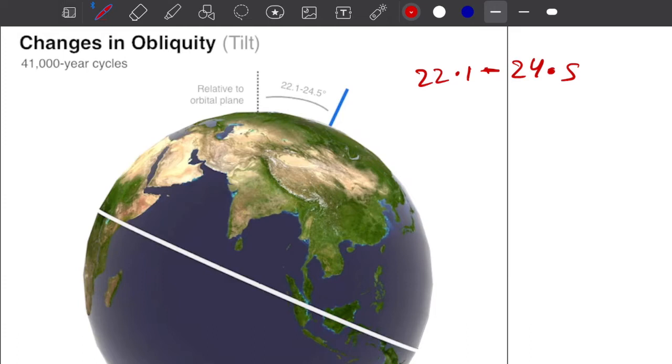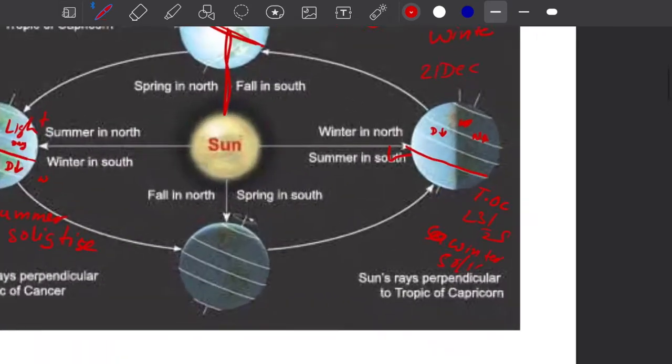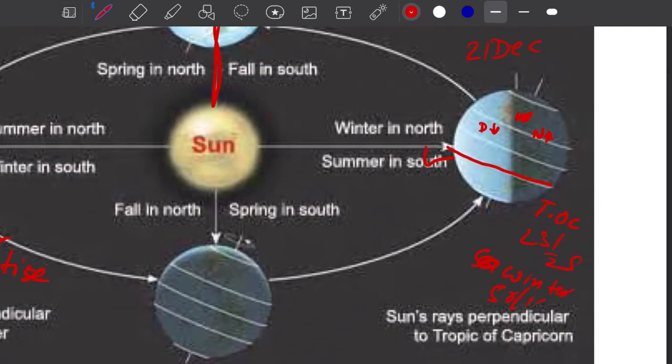Okay. In December, the axis is tilted away from the sun. Okay, the axis is tilted away from the sun. That's why in the northern hemisphere we have winters, because it receives less energy from the sun. Because of this angle, it is away from the sun. The northern hemisphere is away from the sun.